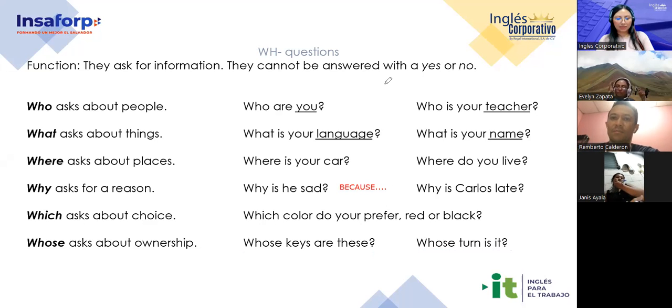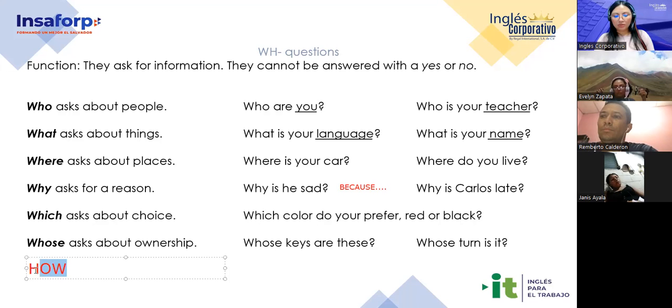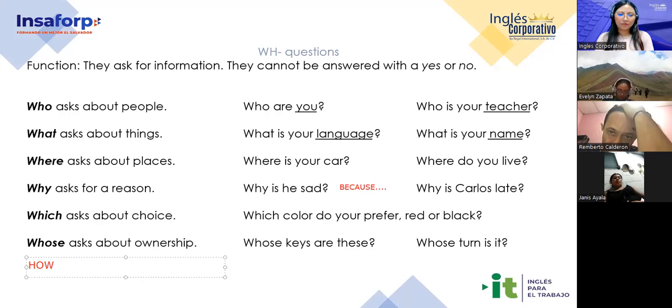Who remembers? ¿Quién? How? How, there we go. In this case, probably how is written in a different form. How no inicia tal vez con WH, pero claro, es parte de este grupo de preguntas. How. Entonces, ¿qué creen? ¿Qué información puedo obtener con how? What information can I get by asking how? How are you? How do you feel? How was your day? How? ¿Qué creen que pregunto con how?